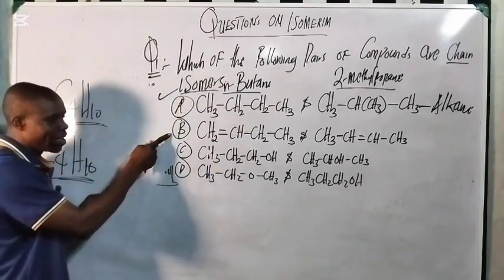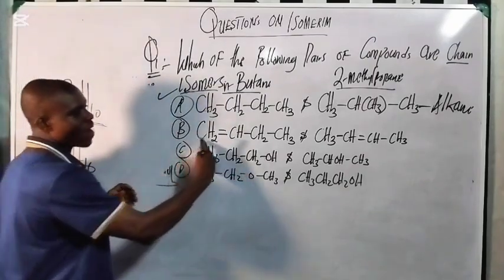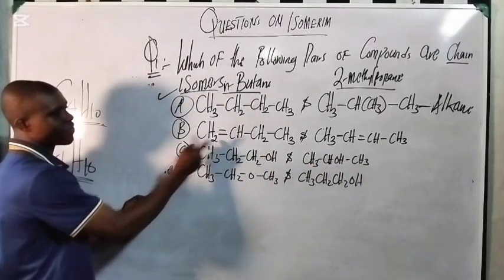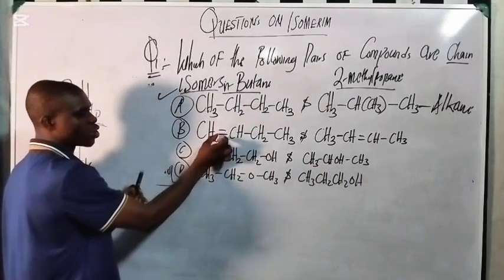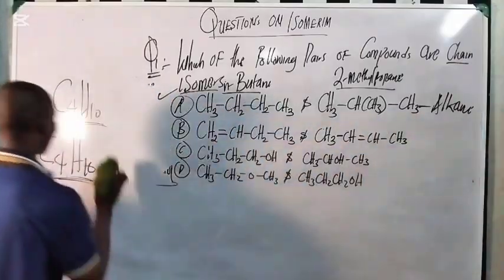But we still have option B, option C, and option D. So let's look at each of them here. Here we have this guy, and here we have this guy here. Now, what is the name of this guy here? There's a double bond here, and there's a double bond here, right? The name of this compound here.